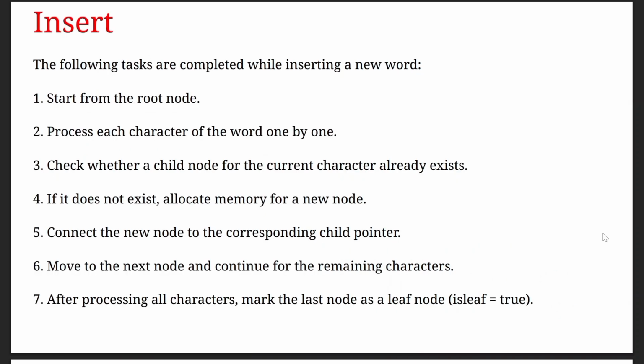Now let's see how insertion works. To insert a word, we start from the root node, then we process the word character by character. For each character, we check whether a child node already exists or not. If the child node does not exist, we create a new node, then we move to that node and continue with the next character. After all characters are processed, we mark the final node as a leaf node by setting isleaf to true. This indicates that a complete word ends there.